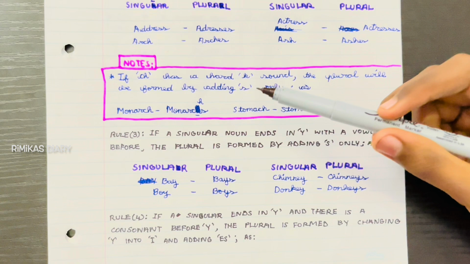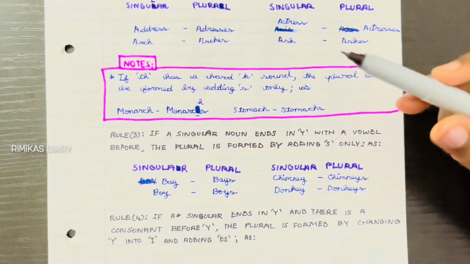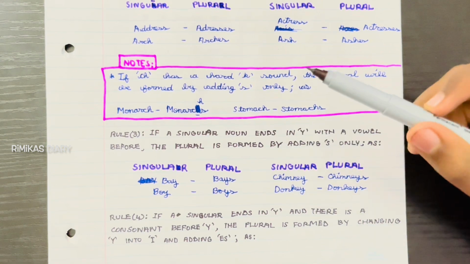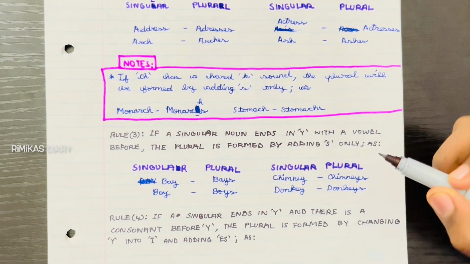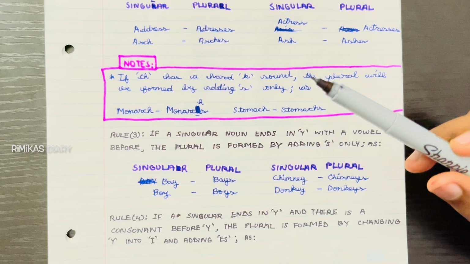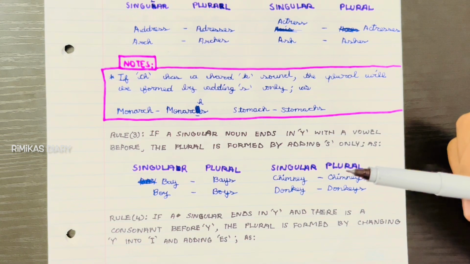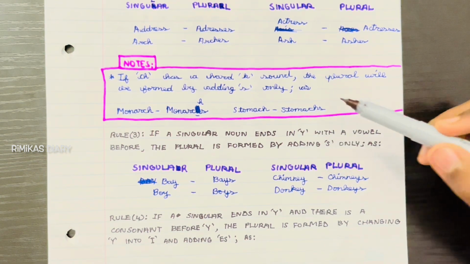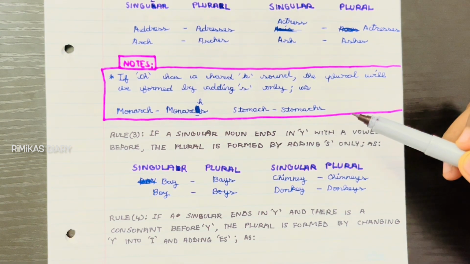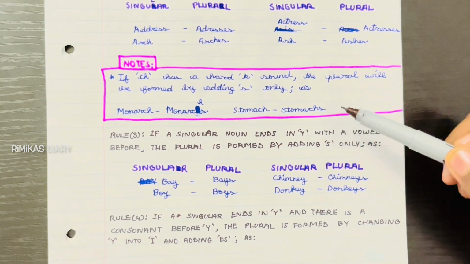Notes: if ch has a hard k sound, the plural is formed by adding s only, as in monarch, monarchs. Here, the ch makes the k sound, so we should not put es at the end. Instead, we add s. Stomach, stomachs. Here too, ch makes the k sound, so we add s at the end.